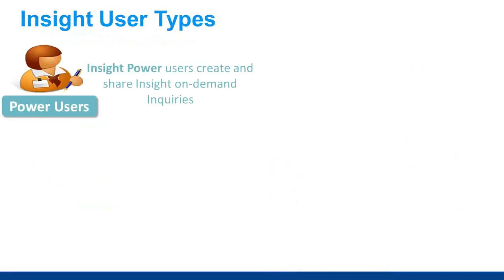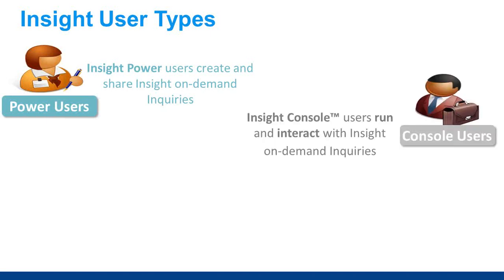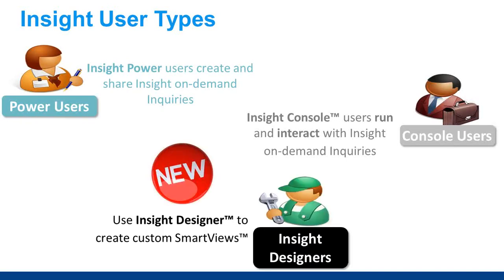For a long time now we've had the Insight Power users, and if you've ever seen a demo, this is what you've seen us use to build new reports from scratch. You'll see us adding columns and adding calculations and controlling pivoting and things like that. So power users build new reports, and then they publish those reports to console users. Console users can run the reports, they can interact with the data, they can drill down, they can go to links. They're using all of that content created by the power users.